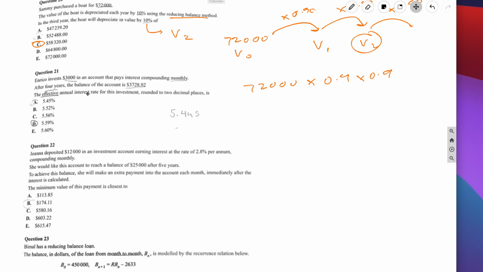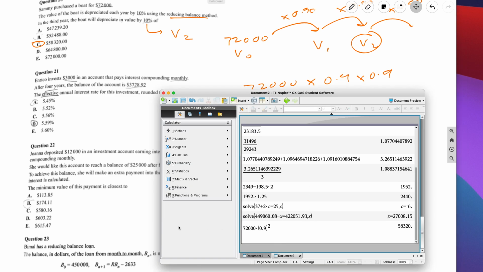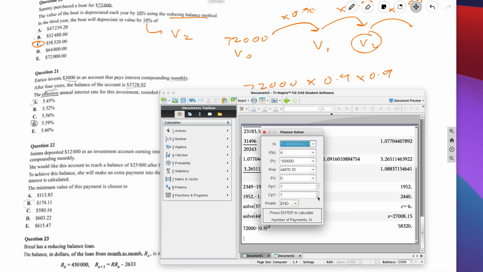Enrico invests 3,000 in an account that pays interest compounding monthly. After 4 years, the balance of the account is 3,728, and so on. The effective annual rate of interest. So with this one, this is after 4 years. So what we have to do first of all is we can use the financial solver to work out the nominal rate, and then we can use the EFF function. So we'll go to the financial solver. After 4 years, compounding monthly, so 4 times 12, 48.